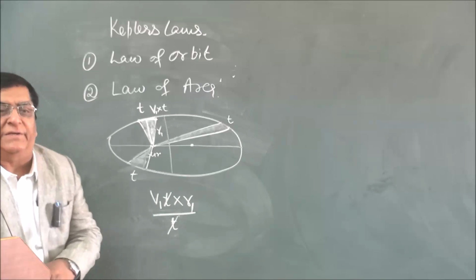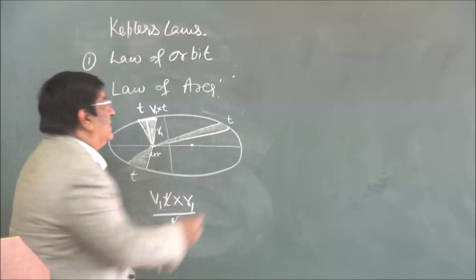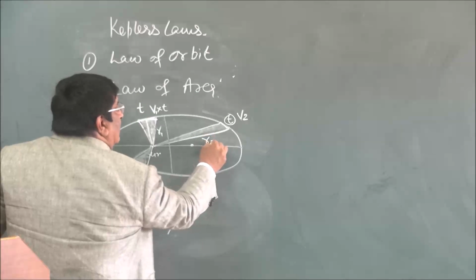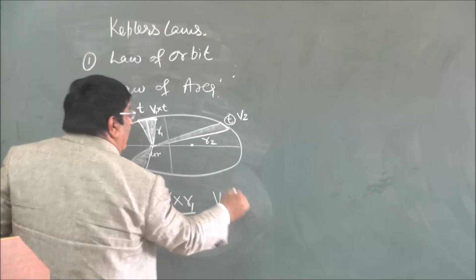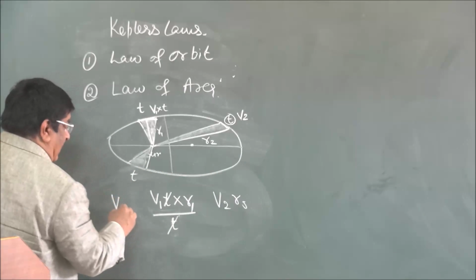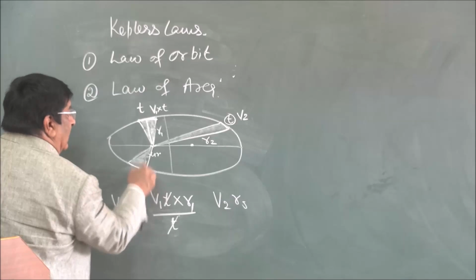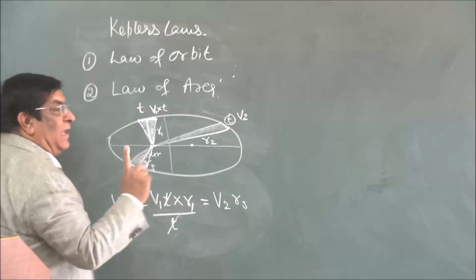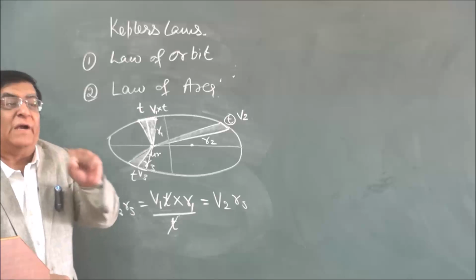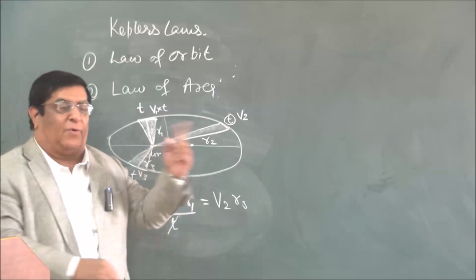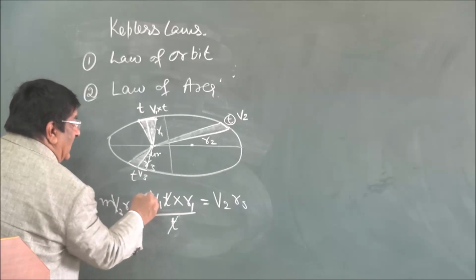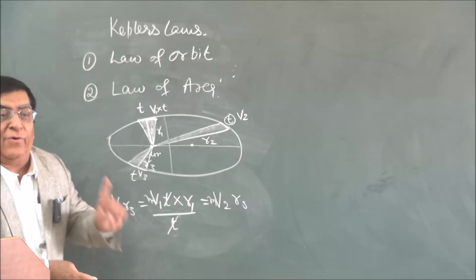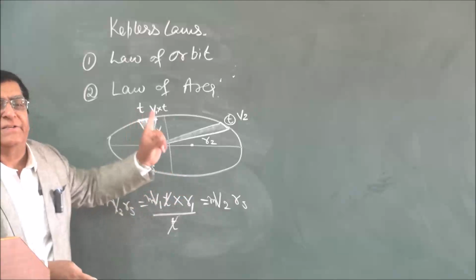So what is the aerial velocity? V1 R1. What is it here? The velocity changes, V2. So what is the aerial velocity here? V2 R2. And what is the aerial velocity here? V3 R3, where V3 and this radius is R3. All these are what? Equal according to Kepler's law. If we multiply m with it, the mass of the body which is moving, then this becomes mvr. And what is mvr? Angular momentum. So angular momentum is conserved when a planet is moving.